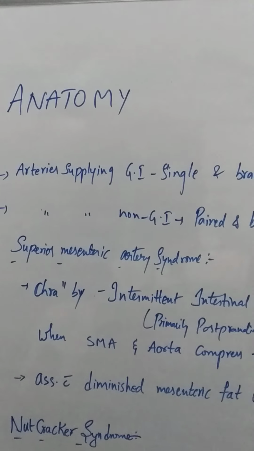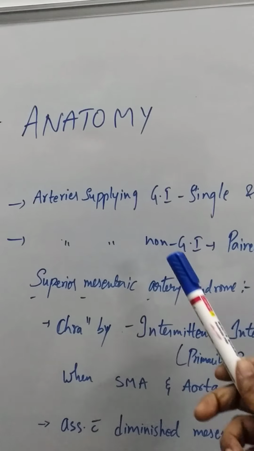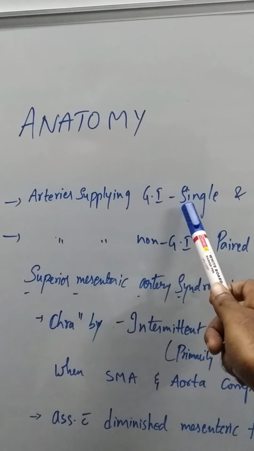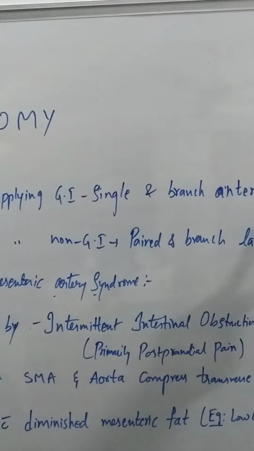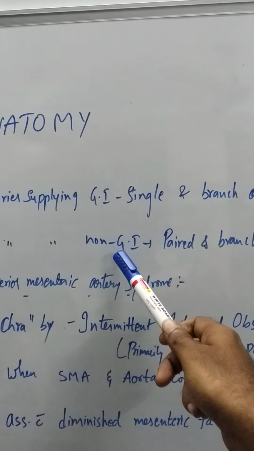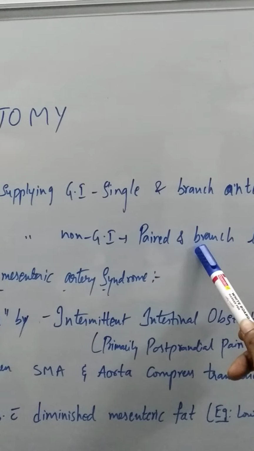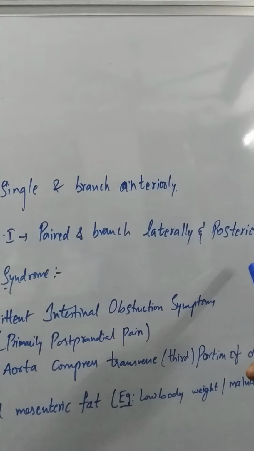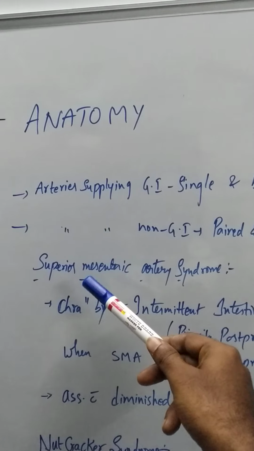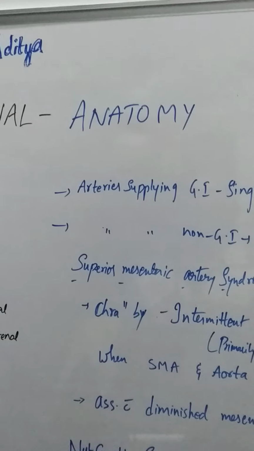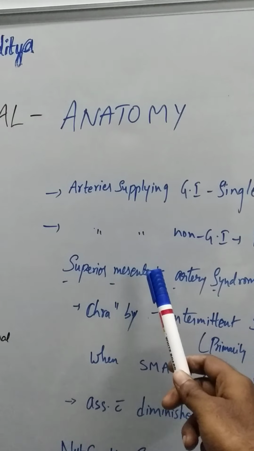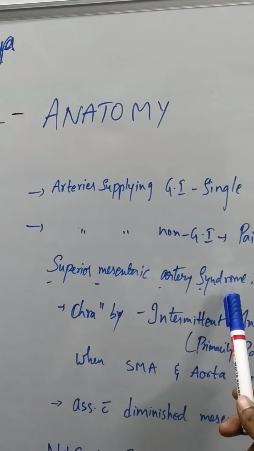So, the next part. The arteries supplying the gastrointestinal tract are single and branch anteriorly. The arteries supplying non-GI structures, meaning non-gastrointestinal, are paired and branch laterally and posteriorly. Now we will discuss some syndromes regarding the abdominal aorta. The first one is superior mesenteric artery syndrome.